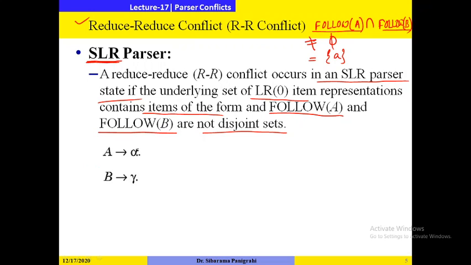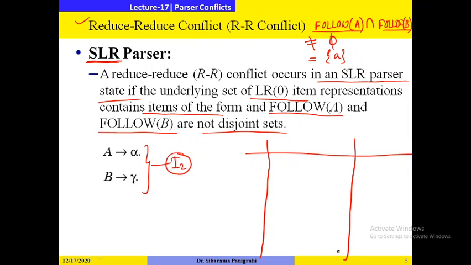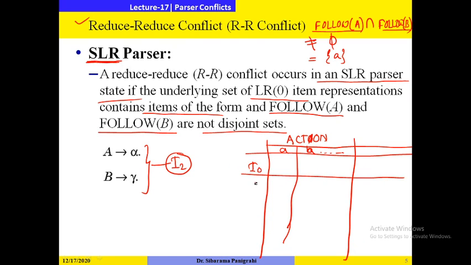So now let me represent these two productions. Let us say these two productions are under an item set, let's say I2. So now let me construct the action and goto table. I just need to consider the action table. Goto you can construct but it is not required. Here let me put the terminals. Suppose the terminals are A, B, and so on. Now you will have the items I0, I1, I2, and so on, all the items you will write.